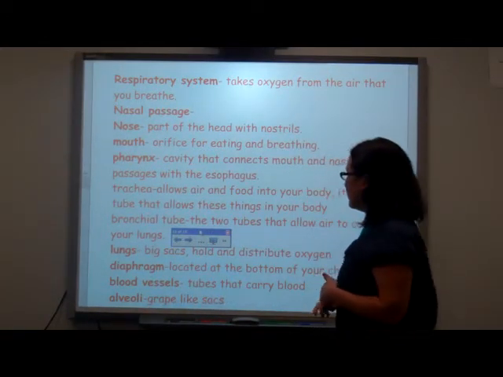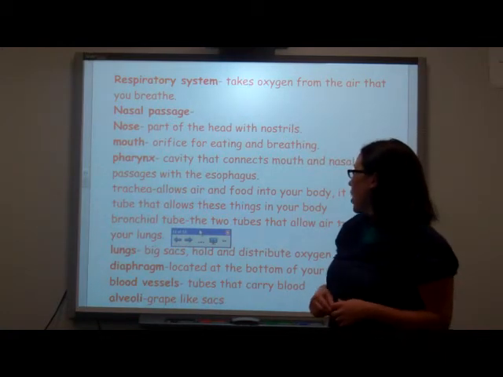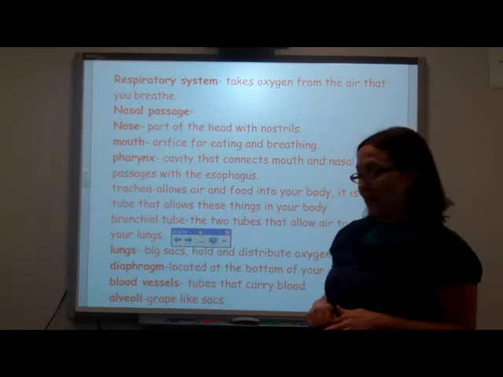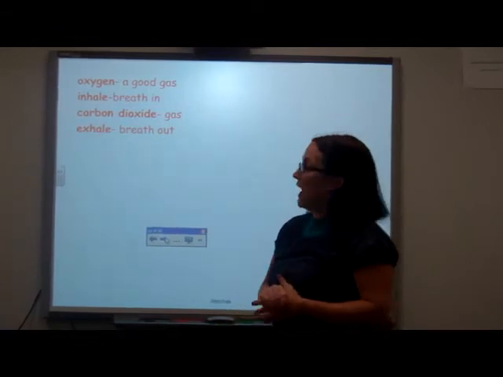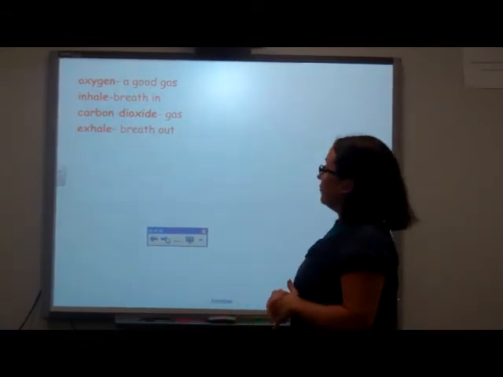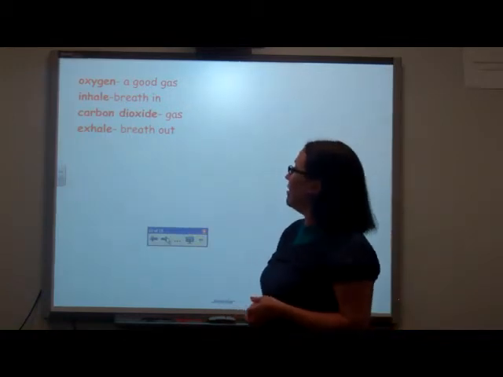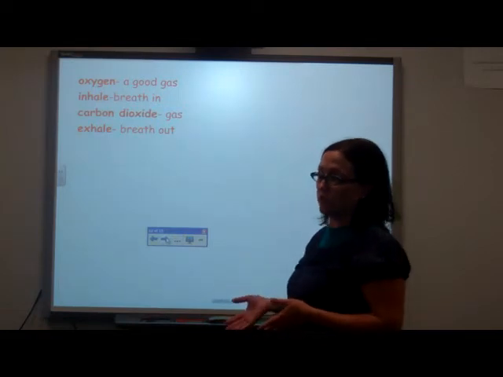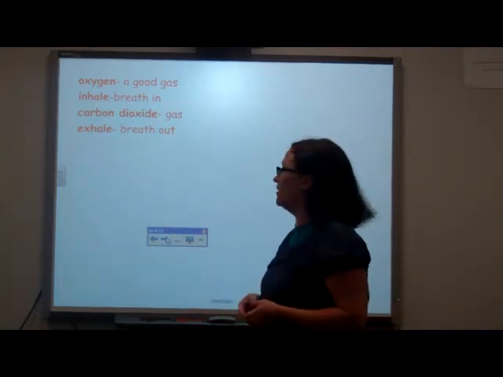Your diaphragm is located at the bottom of your chest. Blood vessels are tubes that carry blood. Alveoli are grape-like sacs. Oxygen is a good gas. Inhale means breathe in. Carbon dioxide is a gas, which is a bad gas. And exhale means breathe out. We will go back to these to make sure that you get your terms written in your notebook so you can use this as a study guide.